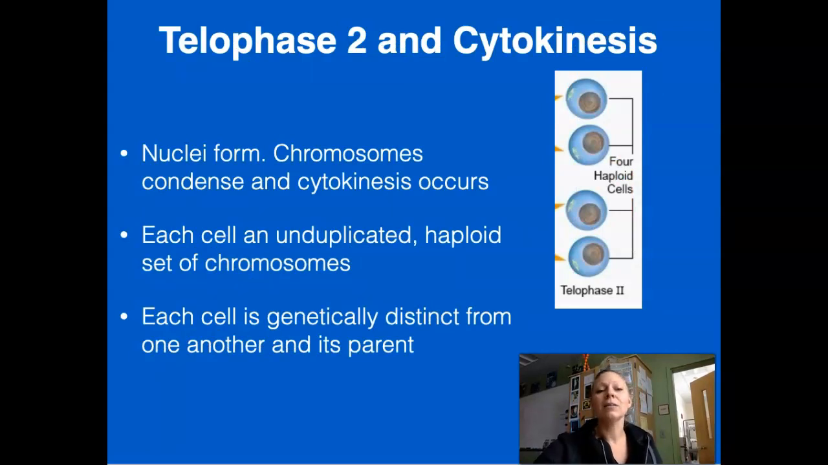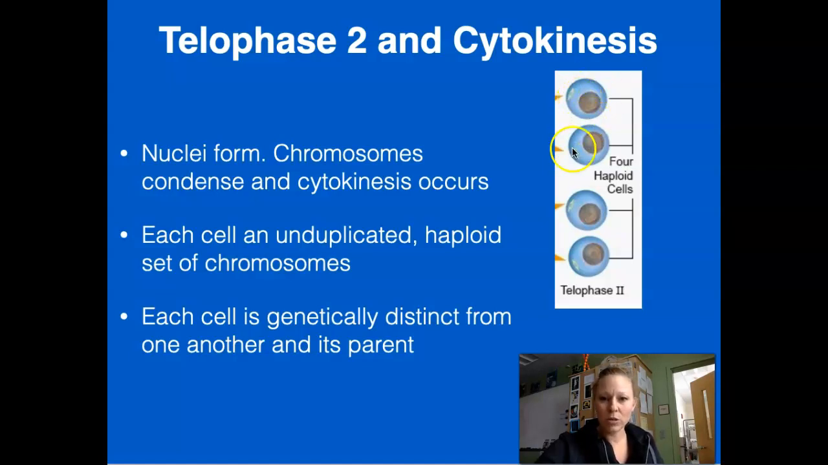So, telophase 2 and cytokinesis. Nuclei form, the nucleoli form, chromosomes decondense, and cytokinesis occurs just like it normally would. And so what we have here is each cell has a haploid set of chromosomes. It has one copy of 23 chromosomes, and each cell is genetically distinct from one another and from its parent.